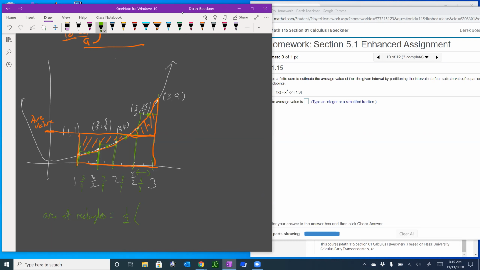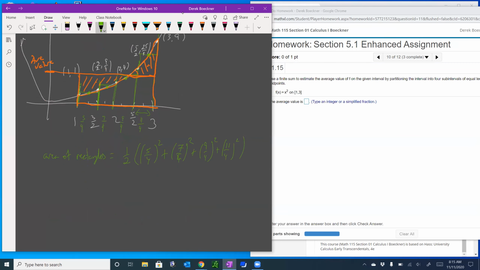Good. And the function is the squaring function. So I'm going to take 5/4 squared plus 7/4 squared plus 9/4 squared plus 11/4 squared. Okay, so I have a common denominator on everything, which is 32. And then I have 25 plus 49 plus 81 plus 121. Because that's 5 squared, 7 squared, 9 squared, and 11 squared.